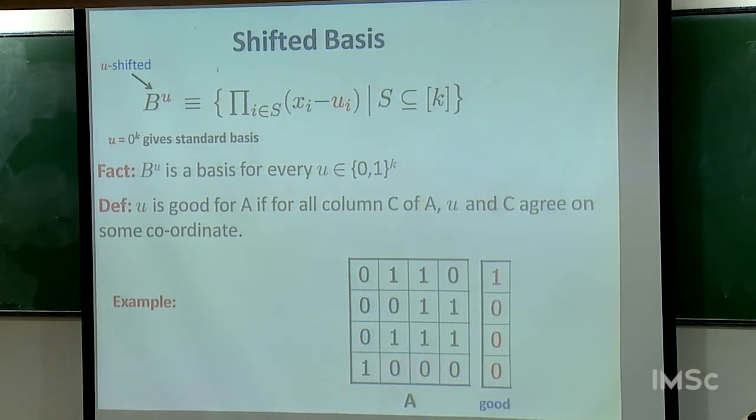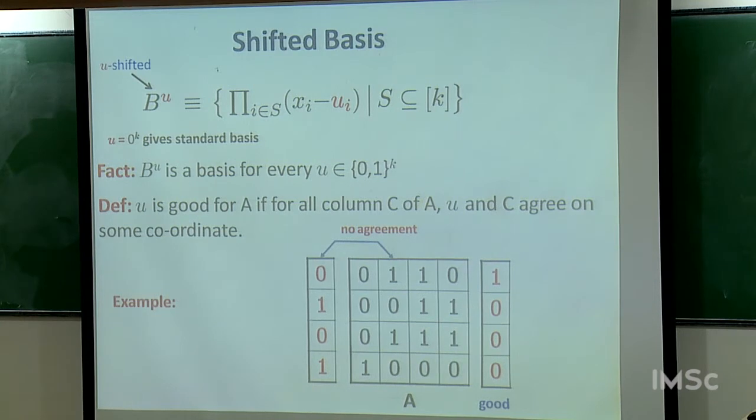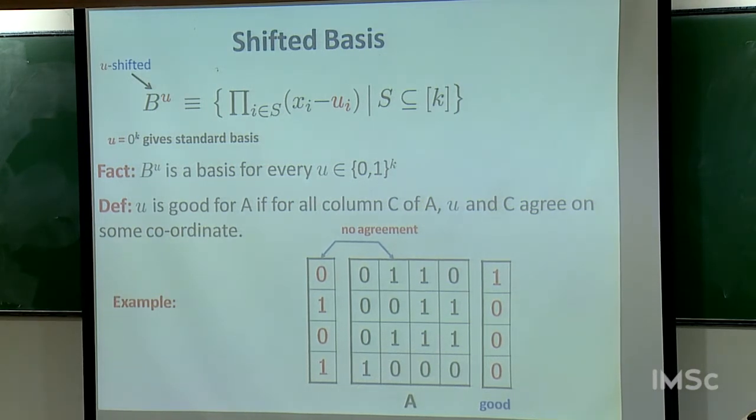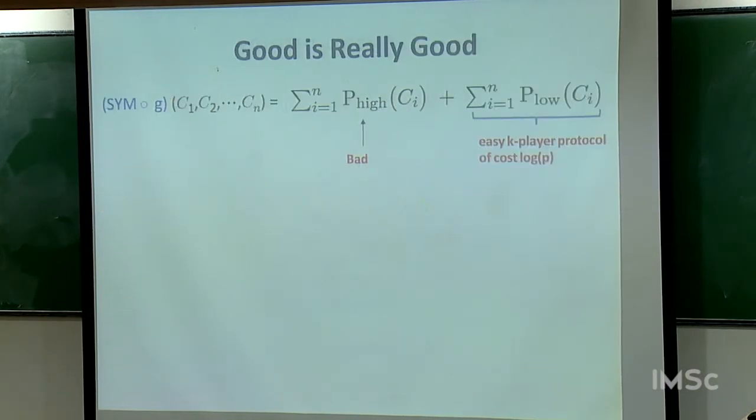And here's an example of a bad u, because this does not agree on any coordinate with the second column. This is just to illustrate the definition of a good basis, a good shift. So why is good good? It's good for the following reason.